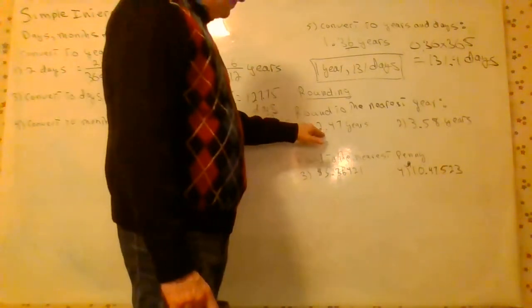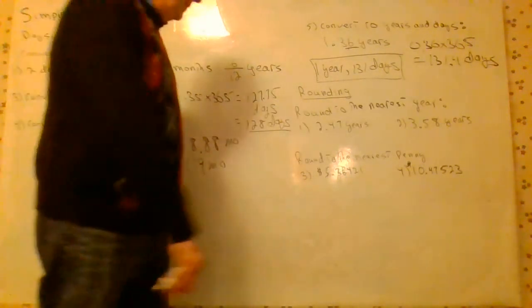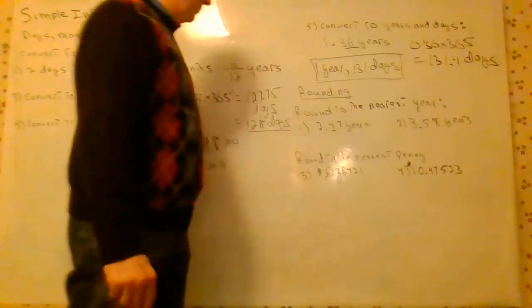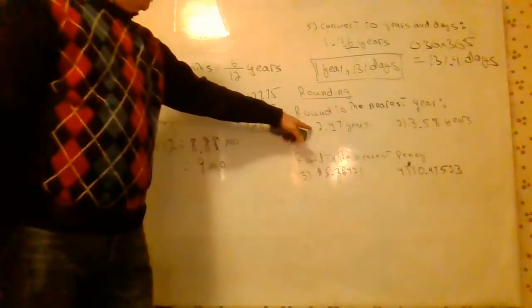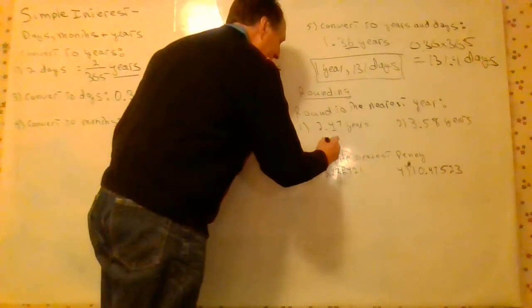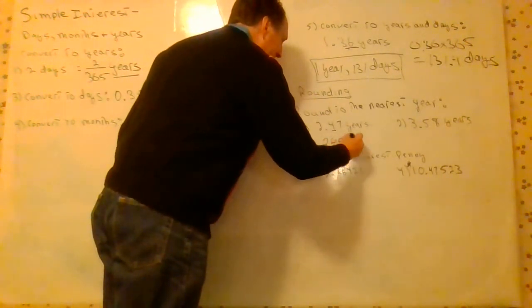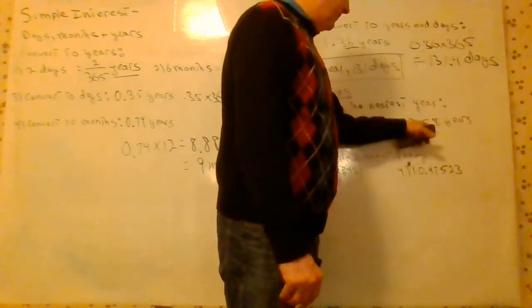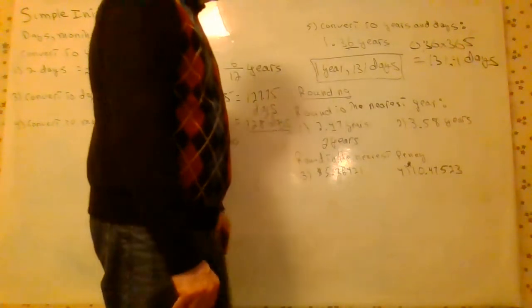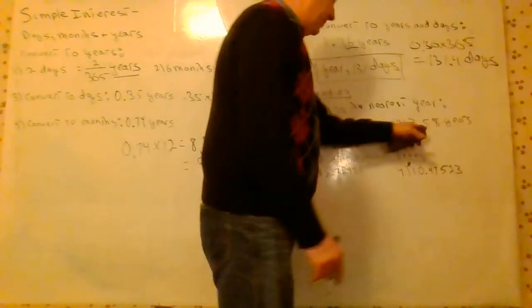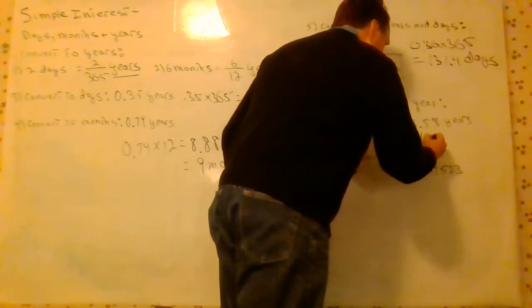Just a note on rounding. If we want to round to the nearest year, 2.47 years, there's the years place. Look at the next decimal place. This is below 5, so we'll just get rid of that, and we'll round that to 2 years. 3.58 years, if this is 5 or greater, then our fraction of a year is greater than a half, so we'll round this up to 4 years.